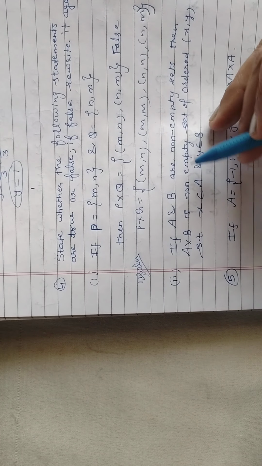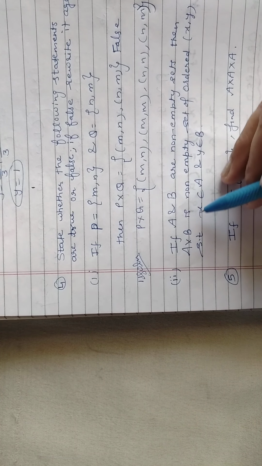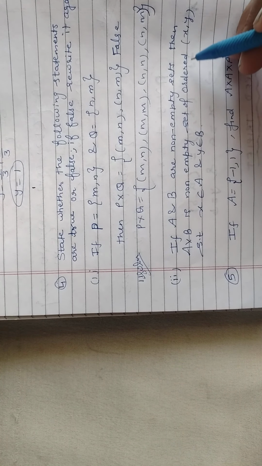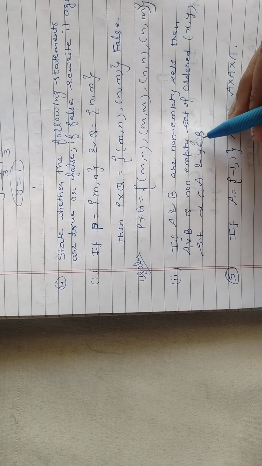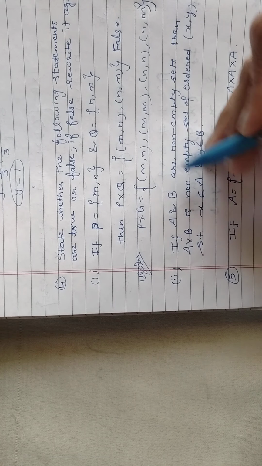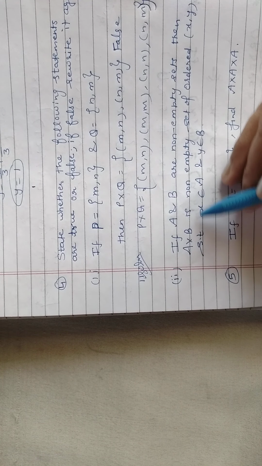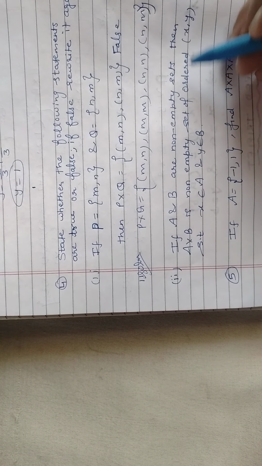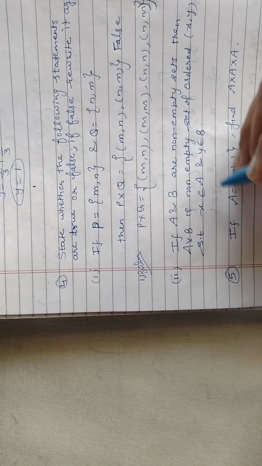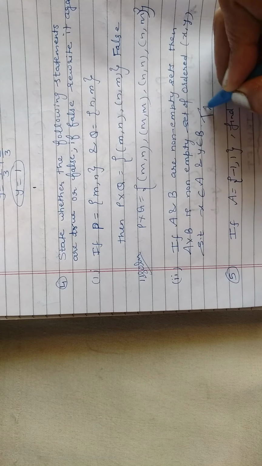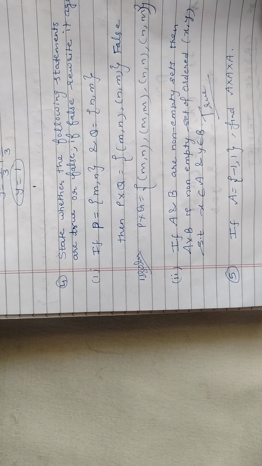Next is, if A and B are non-empty sets, then A cross B is non-empty set of ordered pair (x, y) such that x belongs to A, y belongs to B. It is true, because this was the definition of A cross B. It contains the ordered pair where the first element belongs to A, second element belongs to B. So this is true, right?